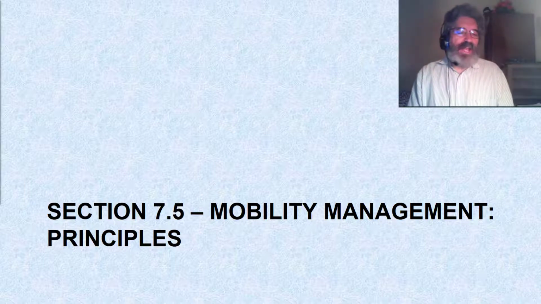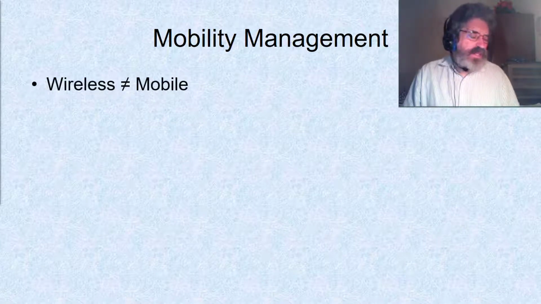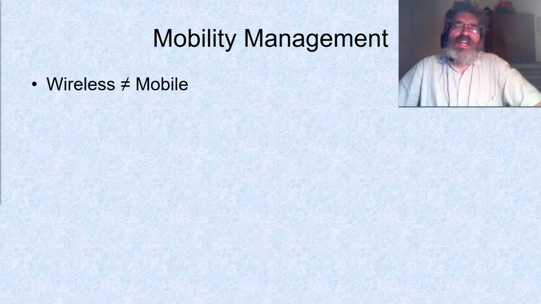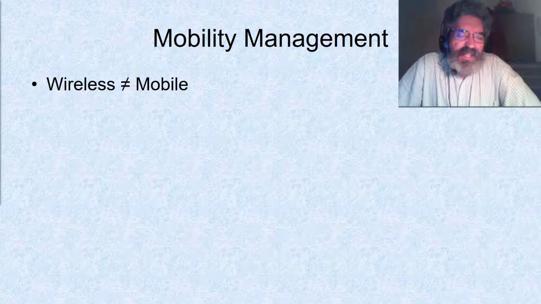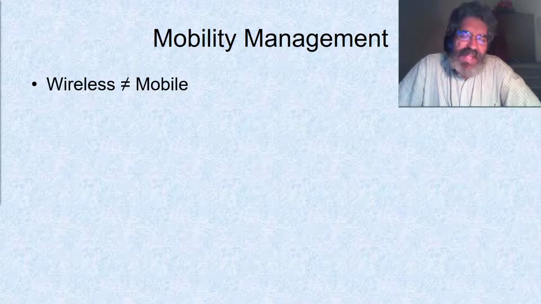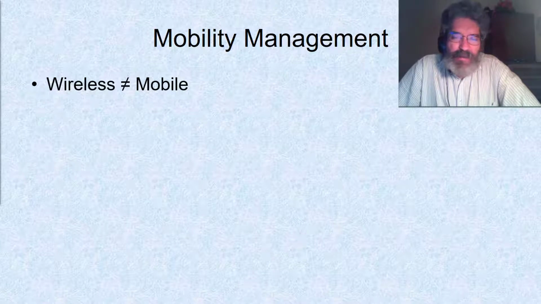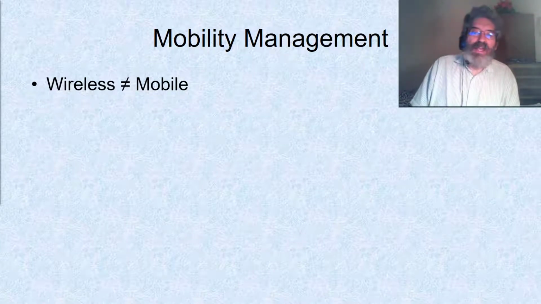In this section, we're going to look at some of the principles of mobility management. First thing to notice here is that we've been talking about wireless, but we need to remember that wireless and mobile are not at all the same thing. So, for example, maybe I have a wireless thermostat. It's going to sit there on the wall, and it's not going anywhere. So that's wireless, but definitely not mobile.